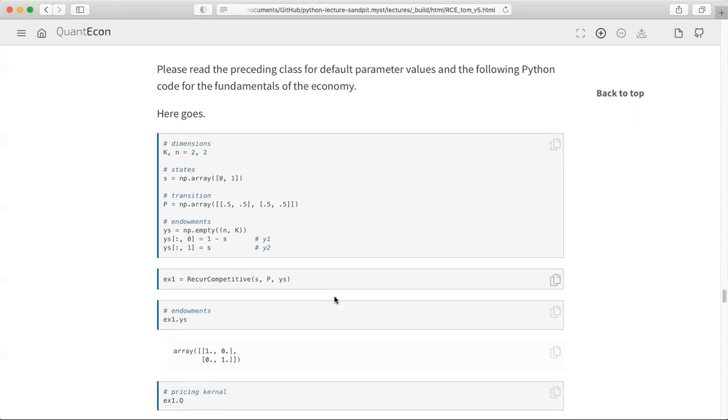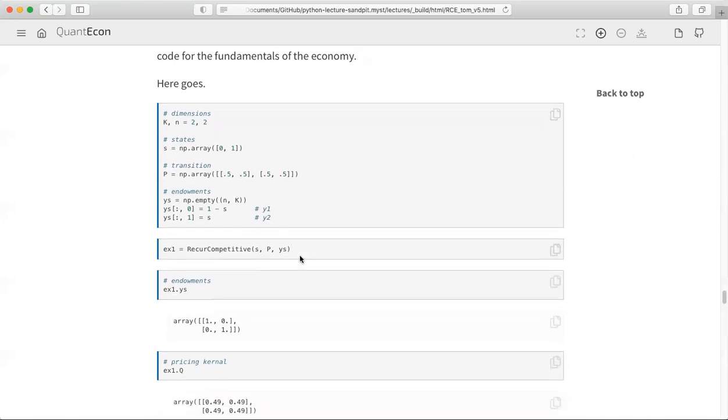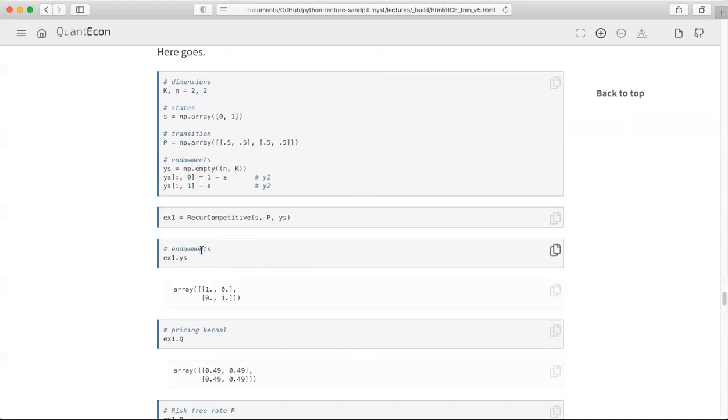Okay, so how do we do this? I generate an economy. How do I generate an economy? I give it a name, X. I call this class, and I have to put in S, P, and YS. So my inputs are S, P, and YS. I filled in everything. So I filled in that economy. So now let's just see what we got.